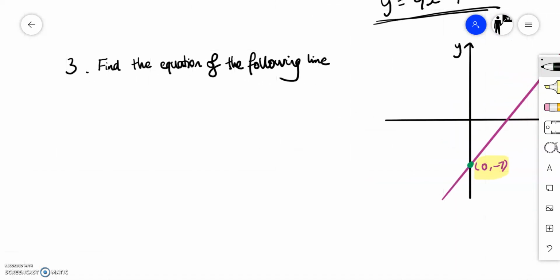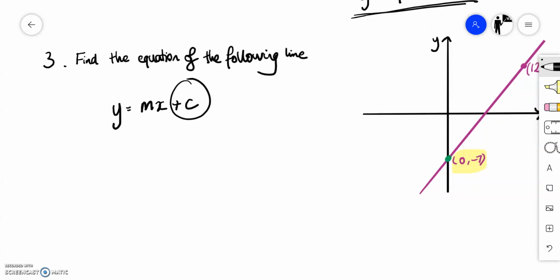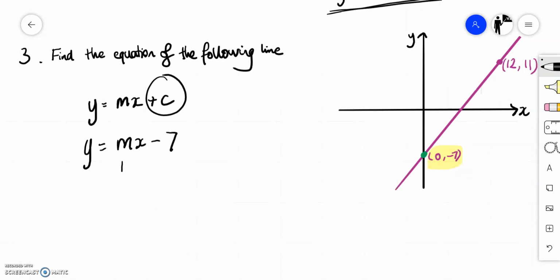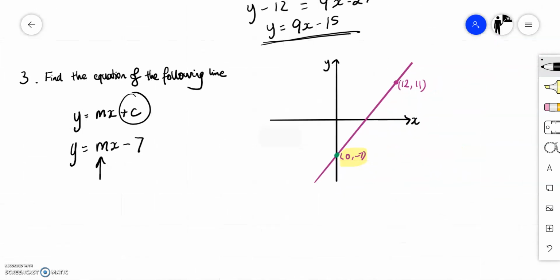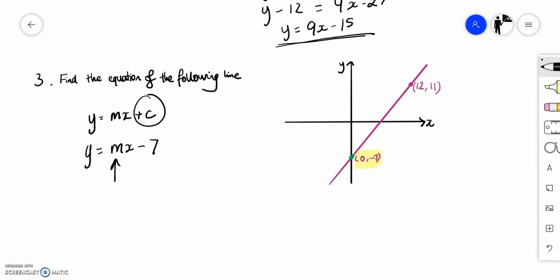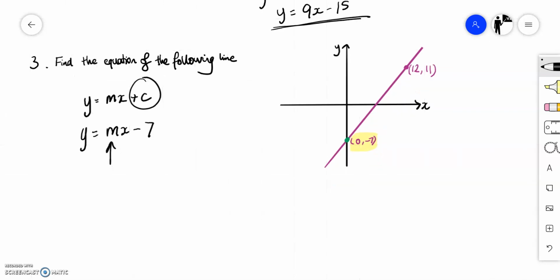So if we think back to the form y equals mx plus c, remember this c here represents the y-intercept. So if we know the y-intercept is -7, we can say that's going to be y equals mx minus 7. So all we need to work out here is the gradient. You could use y minus b equals m bracket x minus a. You're going to get the exact same answer, but this is maybe a bit more efficient.